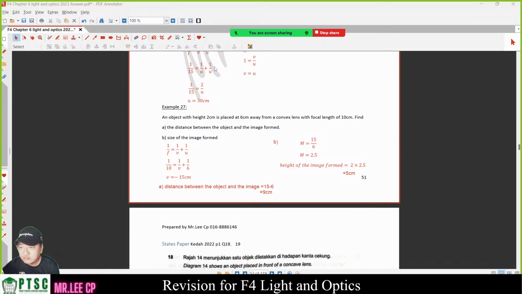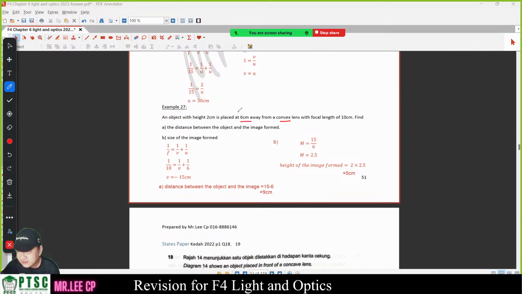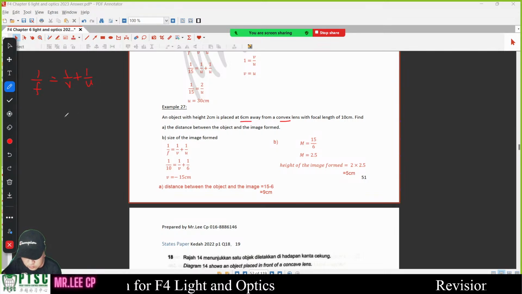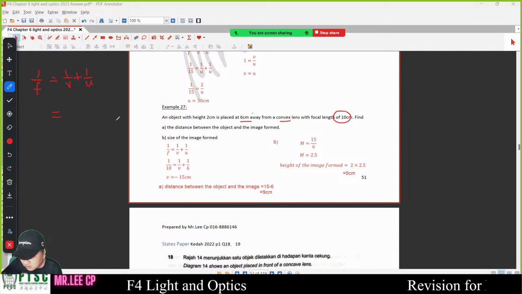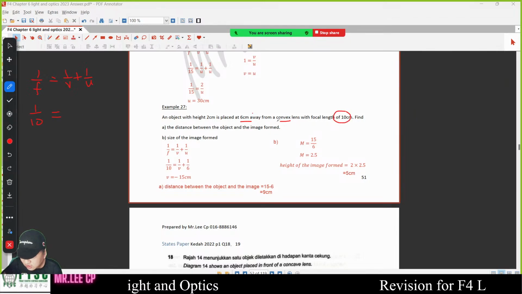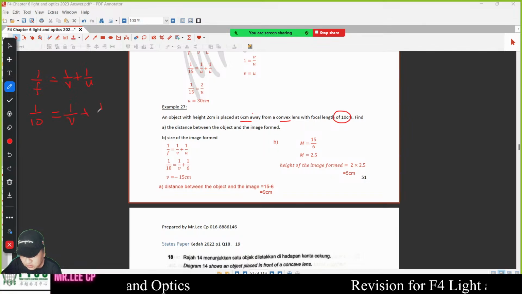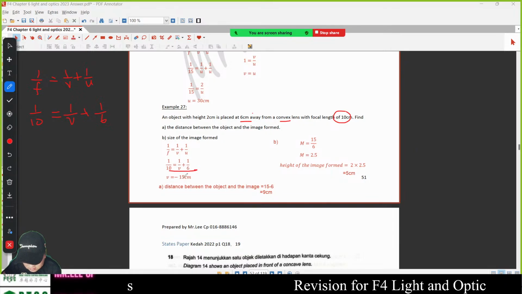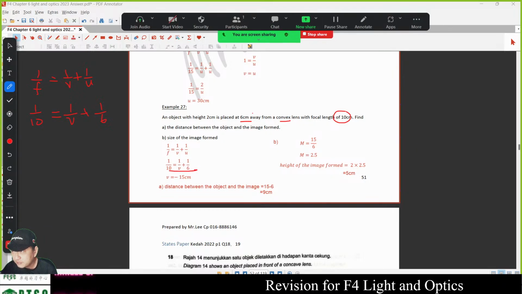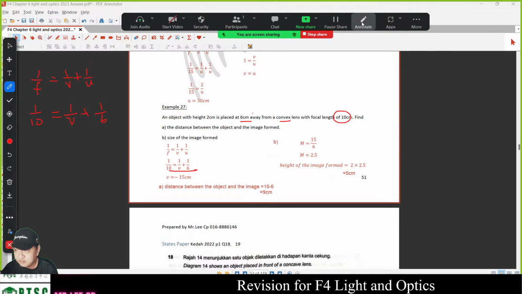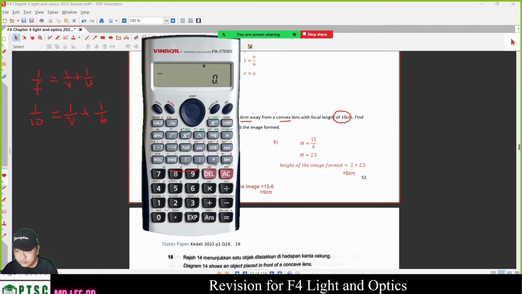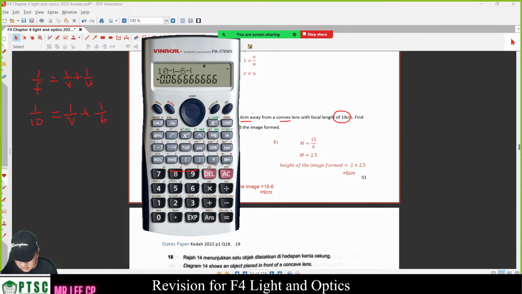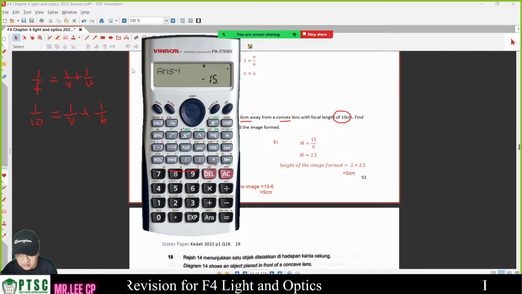An object of height 2 cm is placed 6 cm away from the convex lens. 1 over F is equal to 1 over V plus 1 over U. 1 over F is 10; make sure it is a convex lens, so it is positive. 1 over V I don't know, and 1 over U is 6, so minus. How to press in the calculator here? You press 10 inverse minus 6 inverse equal. So you get negative 15.